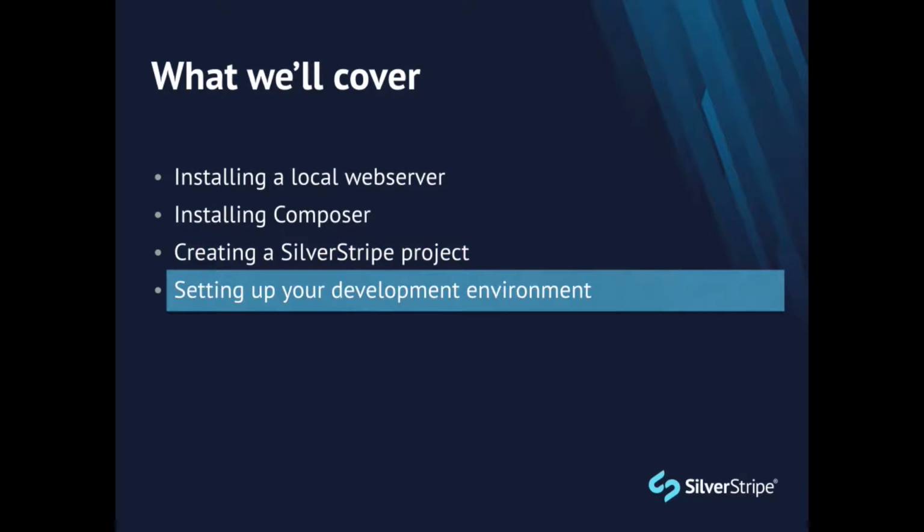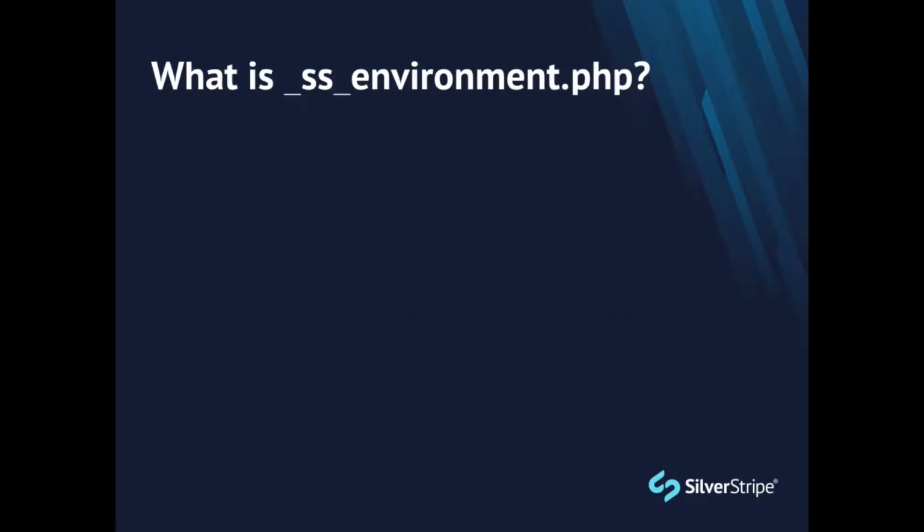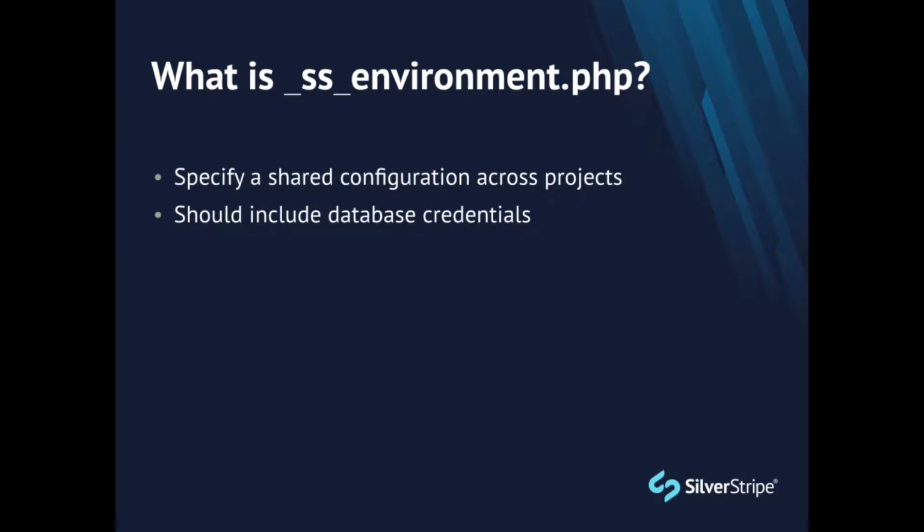So now that we've installed SilverStripe, let's finely tune our development environment so we can get things working a little bit faster. The main ingredient in environment management in SilverStripe is the _ss_environment.php file, also known as ss_environment. Let's talk a bit about what this is. It's a shared configuration across all your projects. So it should probably contain things like database credentials, as those are most likely to be shared across all your projects. It can also include other application settings. You might have things in there like API keys or email addresses that you want to specify as globally accessible by all projects.